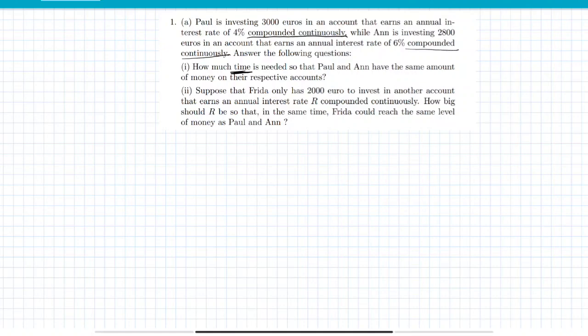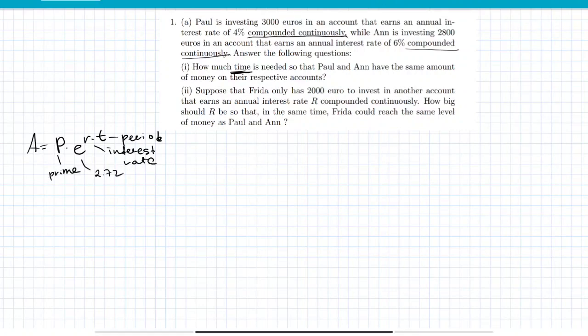For that, we have to write the formula. We have to know the formula of continuous compounding, which is A equals P multiplied by e to the power of r multiplied by t, where t is the period, r is the interest rate, and e is just a constant, around 2.72 if I'm not mistaken. P is the principal amount, which is the same as the initial amount, and A is just the final amount.